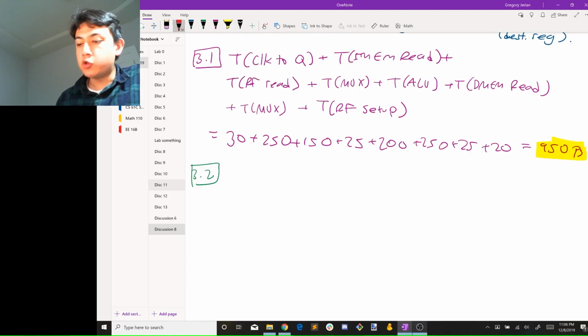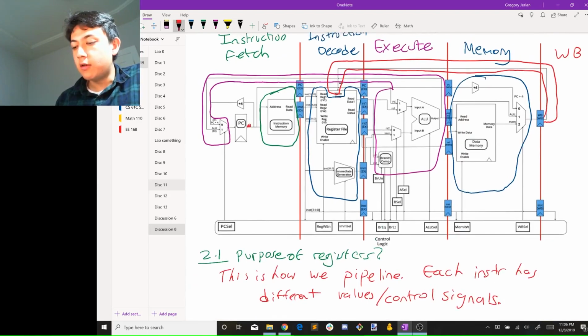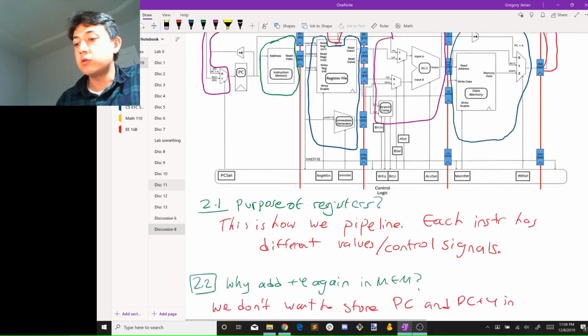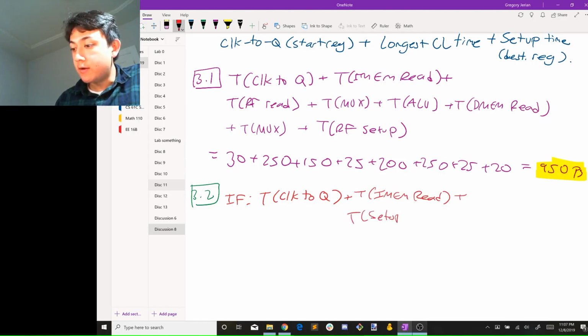So for our instruction fetch, we see that our critical path, first we have a clock to queue. Our instruction fetch starts with a PC, just like before. So we start off here, and we have a clock to queue, and then we go into the instruction memory, and then we write to a register immediately. That's our entire instruction fetch. So it's the time to clock to queue, the time to read from our instruction memory, and the time to set up a register, not a register file. So this is just a regular old register.